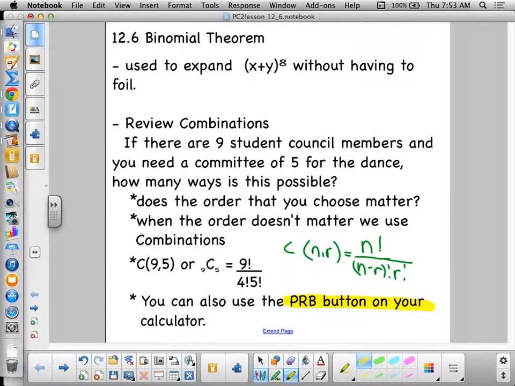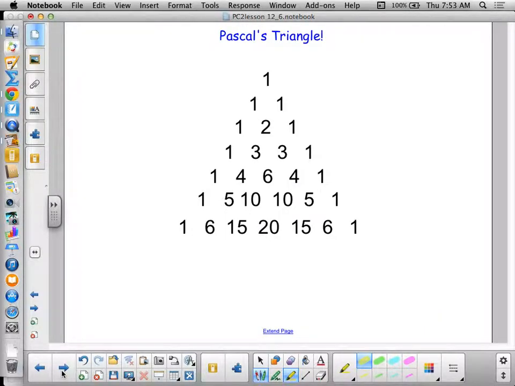So anyway, that's how we do combinations. Make sure you know how to do it because you will need to know how to do that for this.